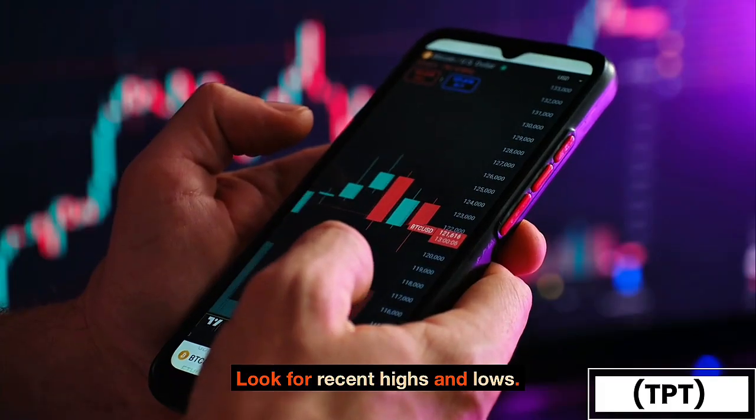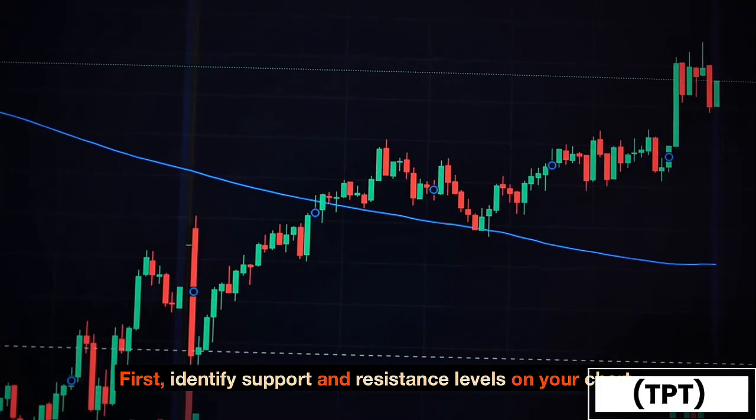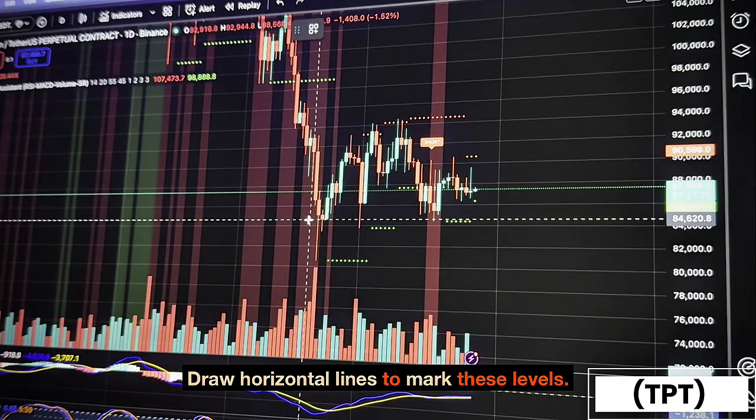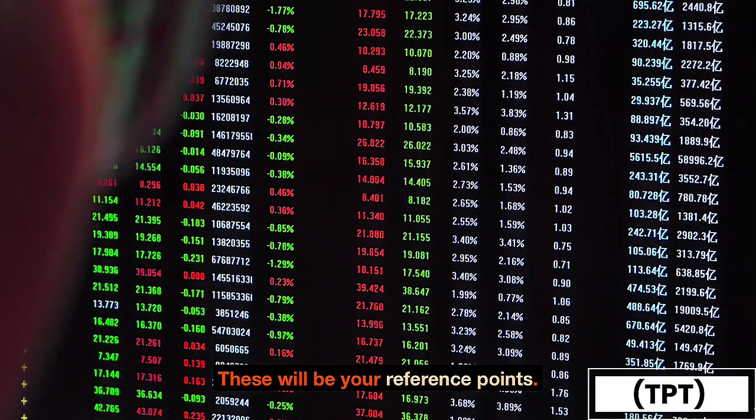Look for recent highs and lows. First, identify support and resistance levels on your chart. Draw horizontal lines to mark these levels. These will be your reference points.